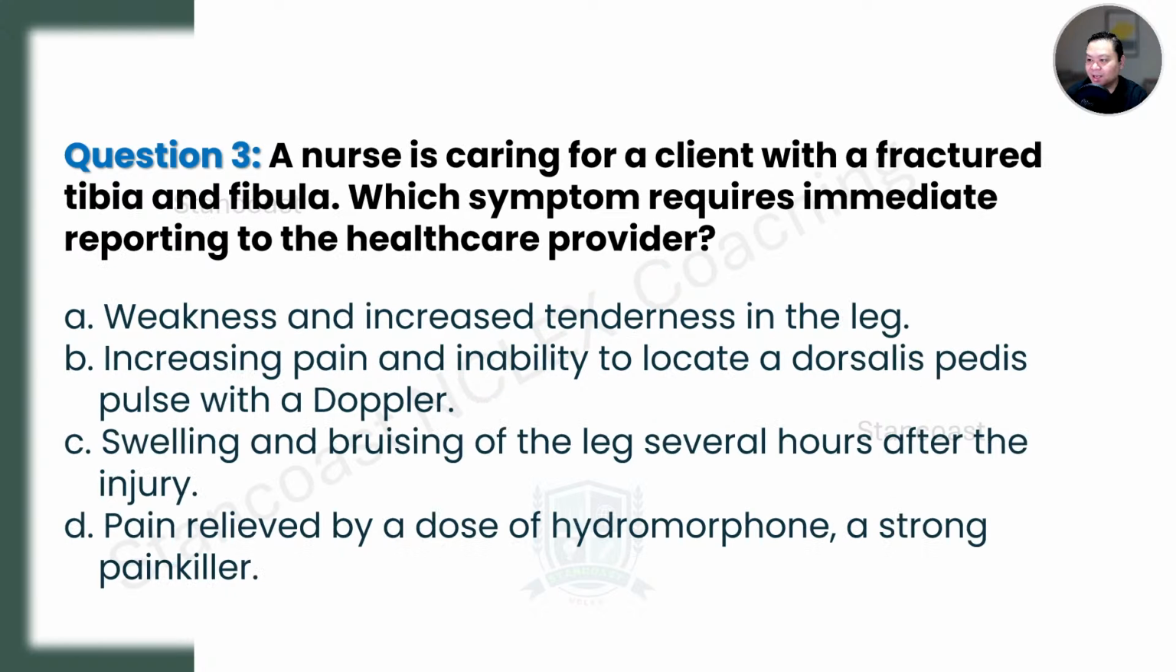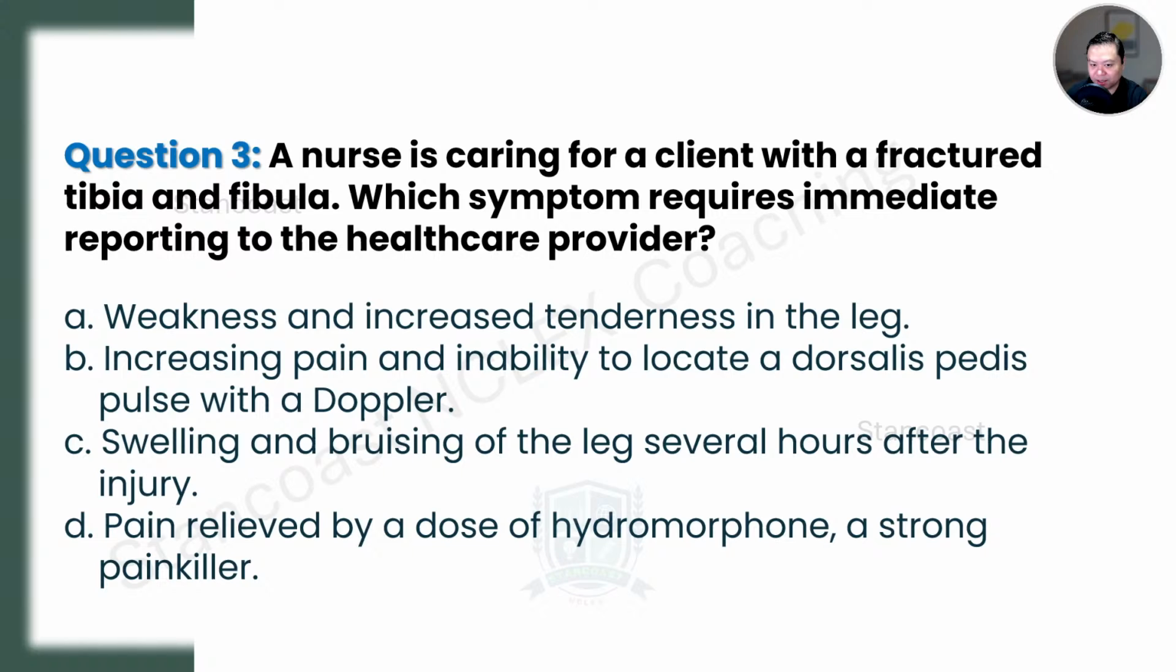A nurse is caring for a client with a fractured tibia and fibula. Which symptom requires immediate reporting? A. Weakness and increased tenderness in the leg. B. Increasing pain and inability to locate a dorsalis pedis pulse with a Doppler. C. Swelling and bruising of the leg several hours after the injury. And D. Pain relieved by a dose of hydromorphone, a strong painkiller. So you've got to look for the option that requires immediate reporting to the healthcare provider.